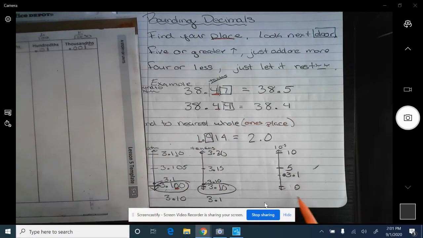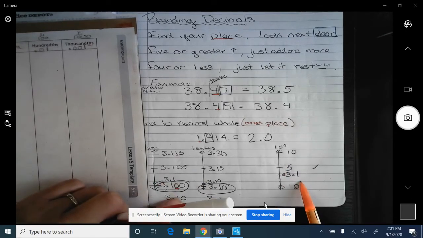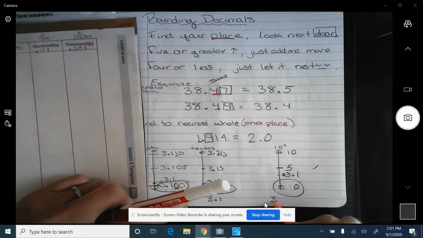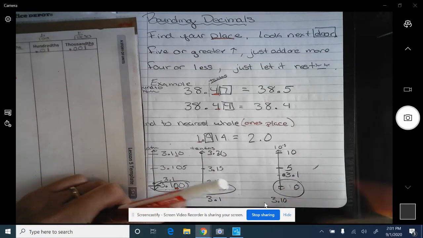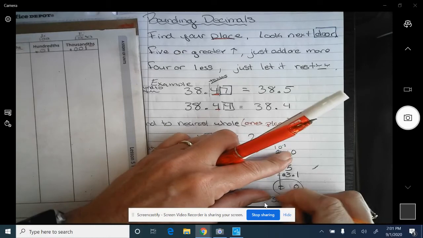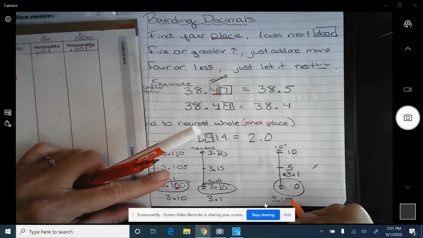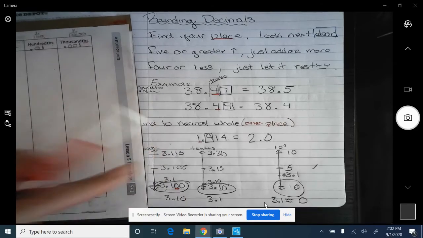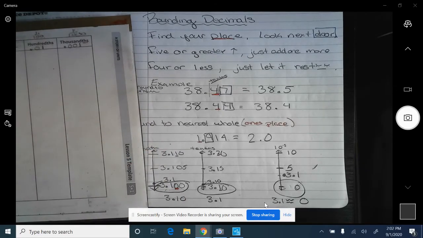And then I ask myself, am I above the 5? No. I'm going to round down to 0. So 3.1, when it's rounded to the nearest tens, this means about, that's a symbol for rounding, is about 0. So that's how you would do number 1 in the problem set.